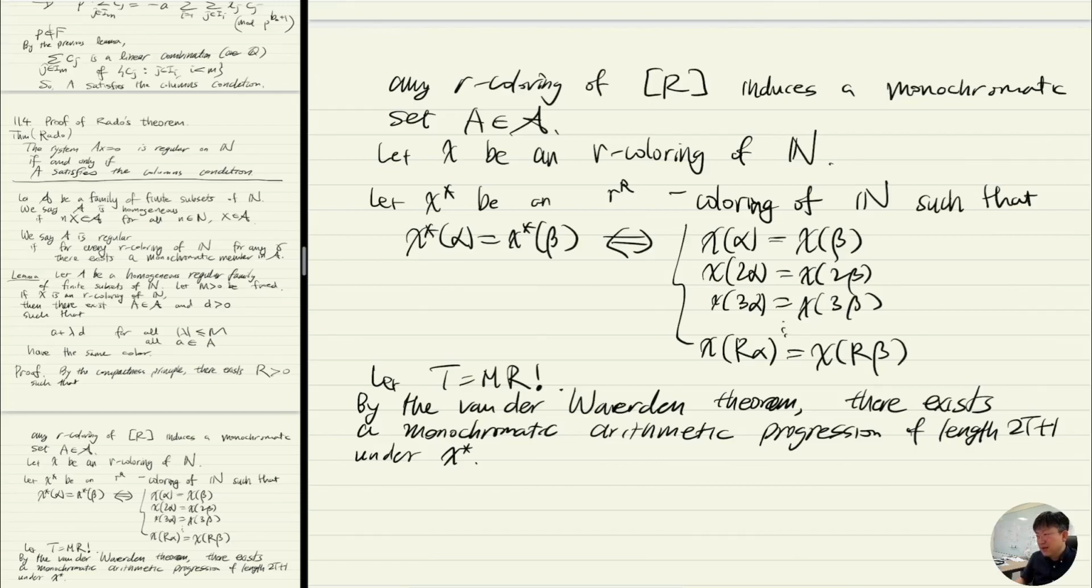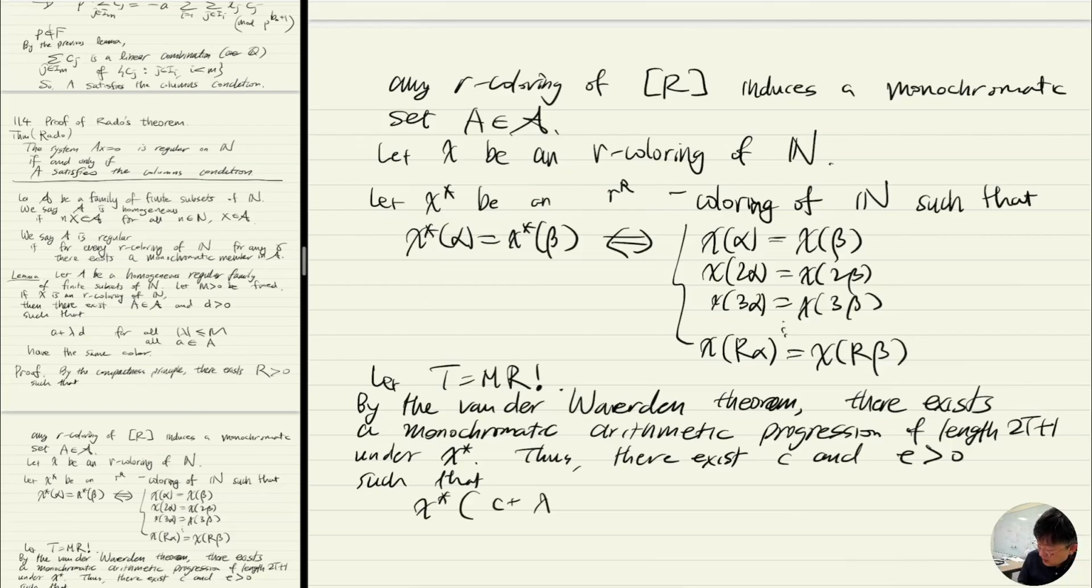So what does that mean? That means there exist c and e such that chi star of c plus mu e, let's use mu, is constant for all mu less than or equal to t. Right? Just pick c as the middle one in the arithmetic progression.